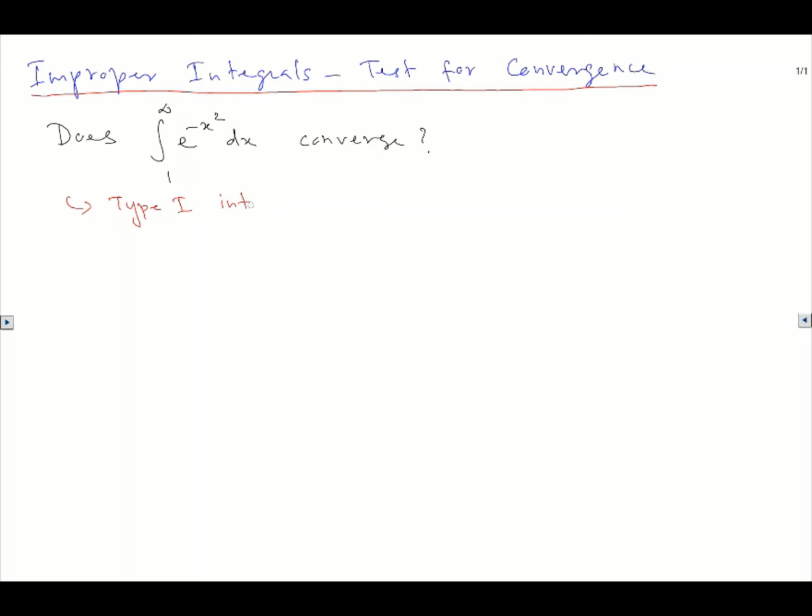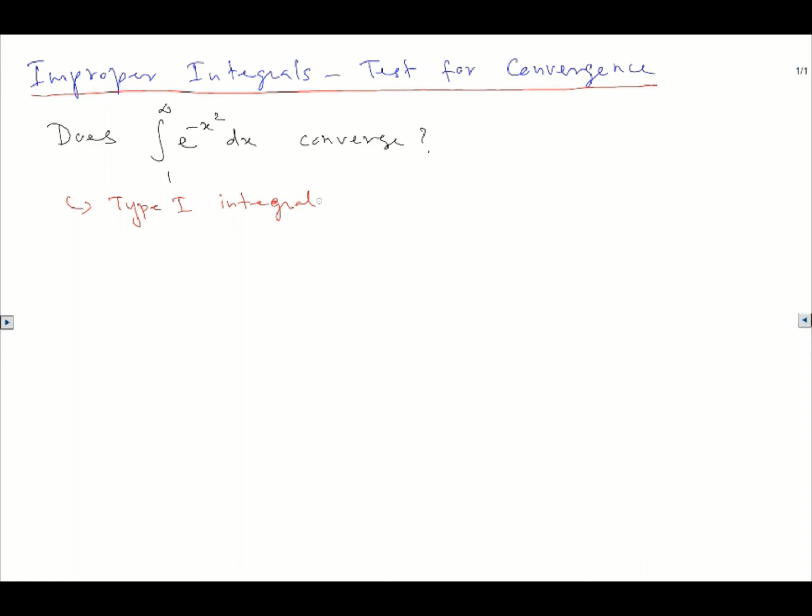When we have a type 1 or type 2 integral, we're going to use the definition and the 3 steps. But when you write the definition and try the second step, where you want to integrate the function, the problem is you cannot integrate this. There's no way you can integrate this one. It is one of the integrals that cannot be integrated using elementary functions. So you're going to get stuck at the second step, which means you need a new approach.